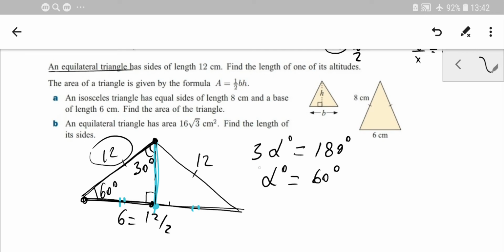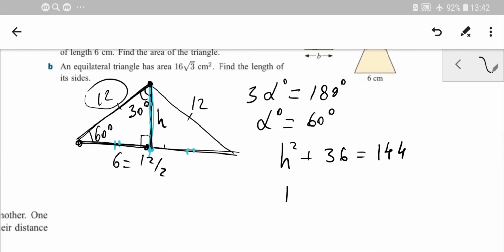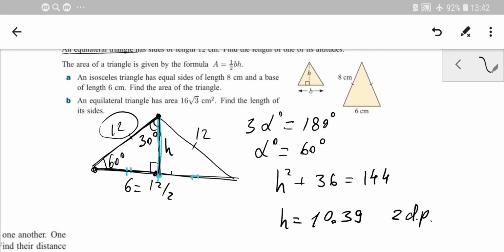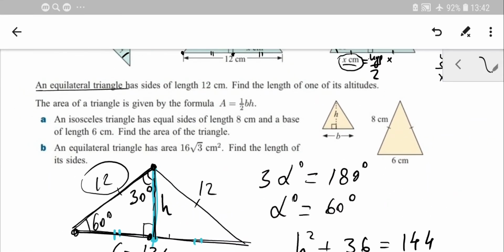Okay, so find the length of one of its altitudes. So this height is unknown. All right, let's do it. H squared plus 6 squared, 36, equals 12 squared, which is 144. All right, so from here H is simply, let's calculate it, 144 minus 36 and the square root of it. So it's about 10.39, to be precise, about 2 decimal places. Okay. All right. Next one.